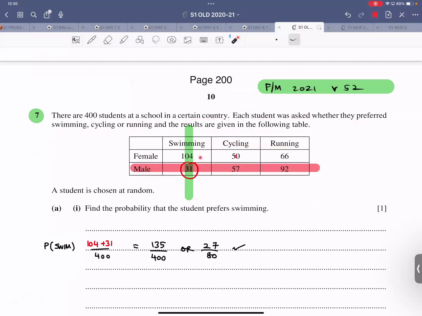So 104, this is for swimming, this is cycling, this is running. Over here, the total is not given. If you compare it with the first part of the video, the total is not given.